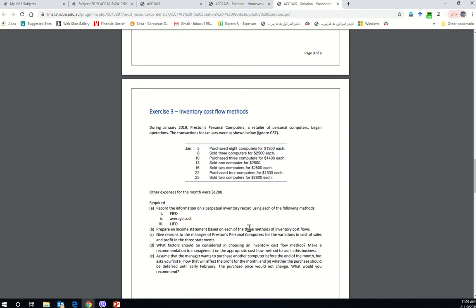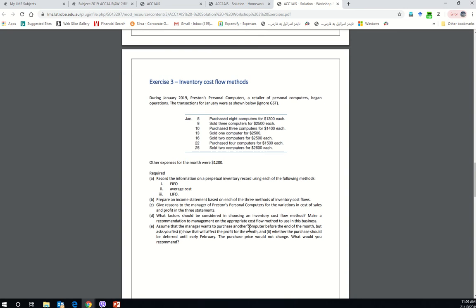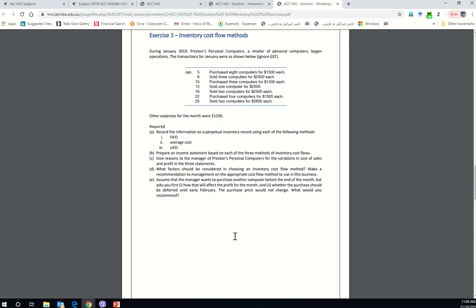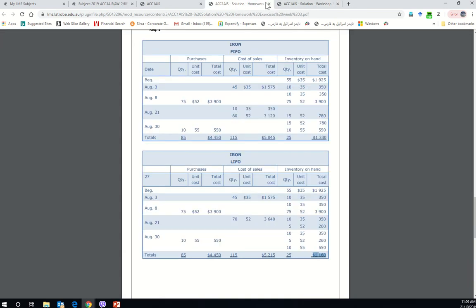In terms of inventory cost flow method, as I mentioned, you need to be able to calculate the cost of sales under each method. You need to be able to calculate the ending balance under each method, calculate the gross profit, and calculate the net income under each method. And you also need to be able to explain the differences between these three methods, okay? Which we did in exercise 3 of the workshop.